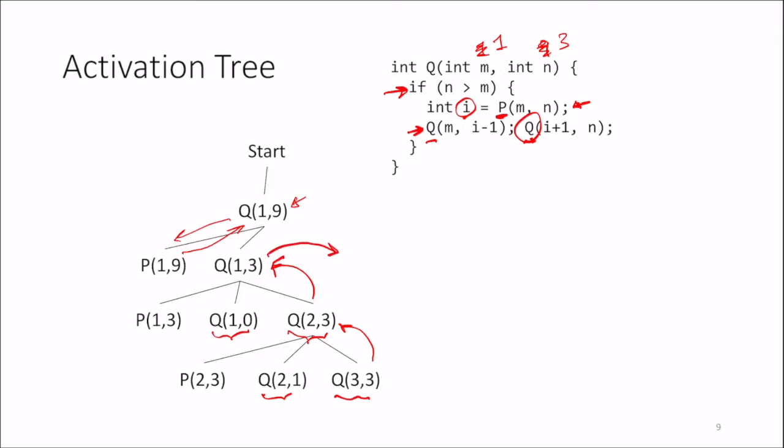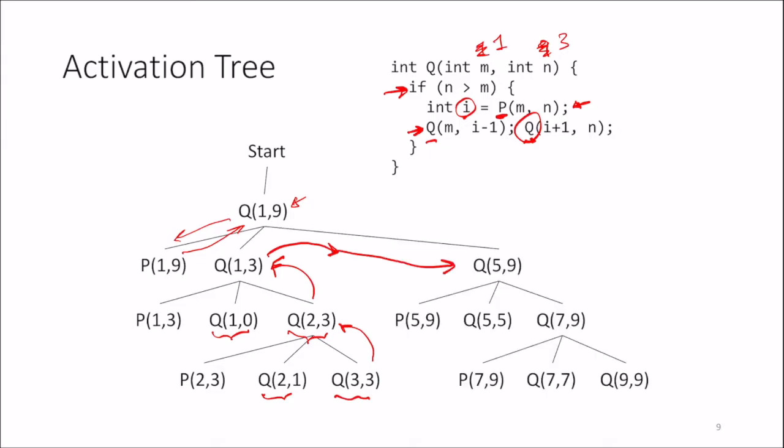Notice that it's still not done with that function, right? The Q(1,9) function, you've done this much, but it still needs to call this function Q here with 5,9. And that goes down and calls P, Q, and then 7,9, which generates these recursive calls. You can see that the lifetime of this function involves this kind of activation tree, and you can see it's dynamic because it depends on what these numbers are, right? So what the input is determines the size of the activation tree, which is dynamic.